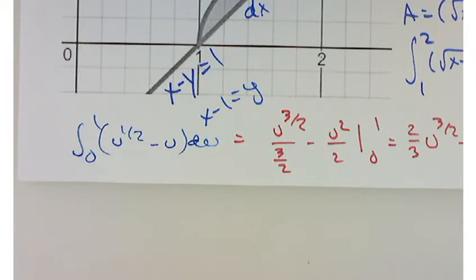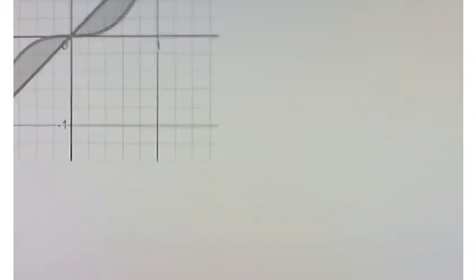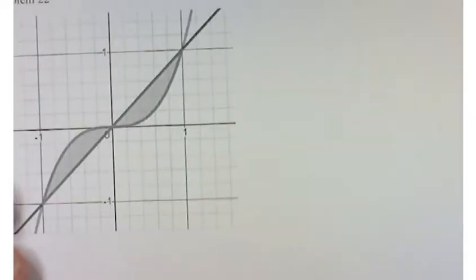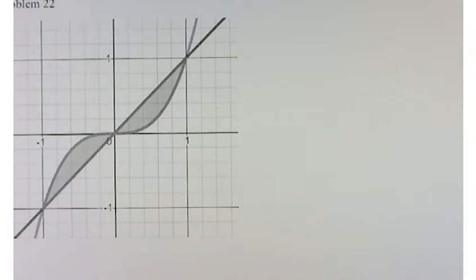Anything else on this one that might be a little bit troubling? Okay. Let's look at problem number 22. 22's got something that's going to be a little bit challenging for us, and we'll see how we deal with it.